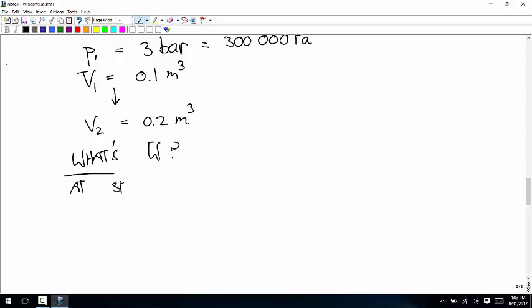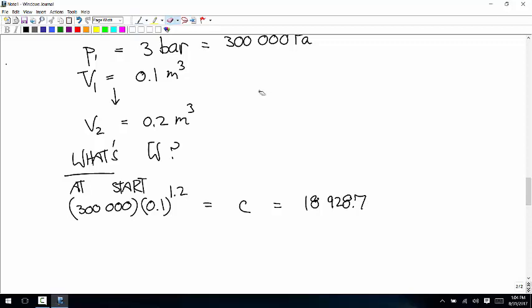So at the starting point, 300,000 pascals times 0.1 to the power of 1.2 equal to C. Can someone calculate that? 18 what? 0.7.